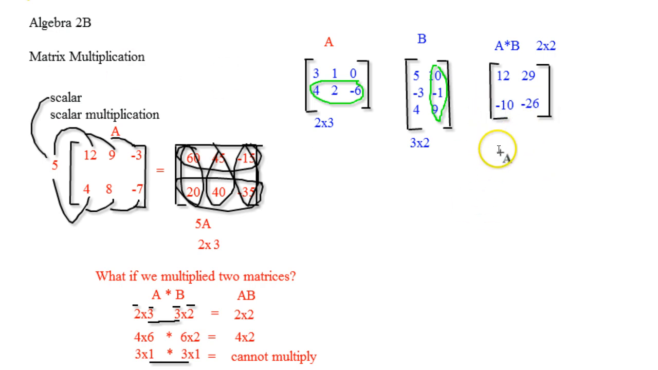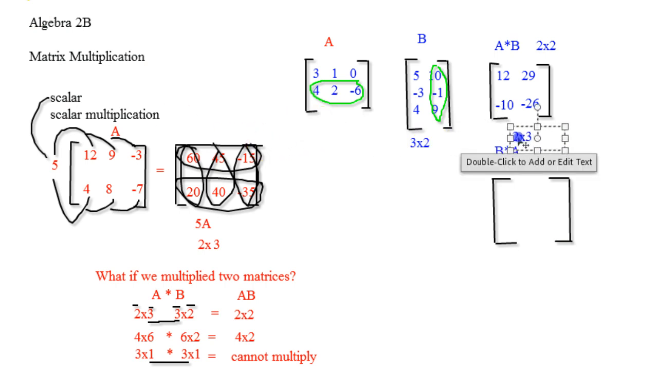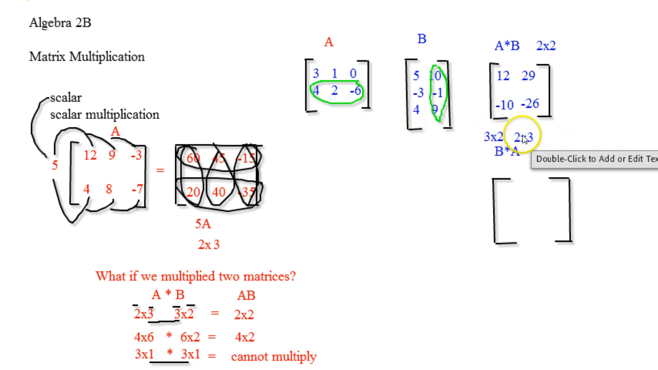Now, if I wanted to reverse this and have a B times A type situation, I could do the same exact thing, okay? Except my answer would not be a simple 2 by 2 matrix. Now if you notice, instead of it being a 2 by 3 times a 3 by 2, now it's a 3 by 2 times a 2 by 3, so my answer should definitely be a 3 by 3.